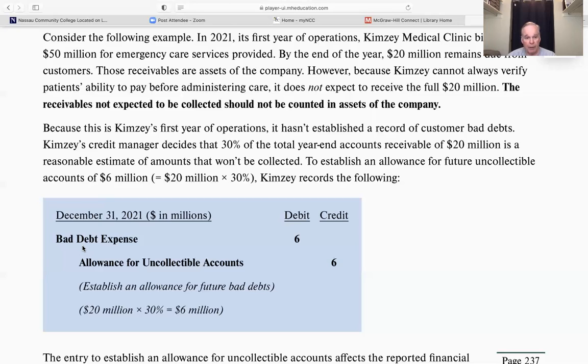Something else to keep in mind. The only day of the year you debit bad debts expense is the last day of the year. In this case, December 31st. The only day of the year this account gets debited is December 31st. If you can remember those two things, you got this.